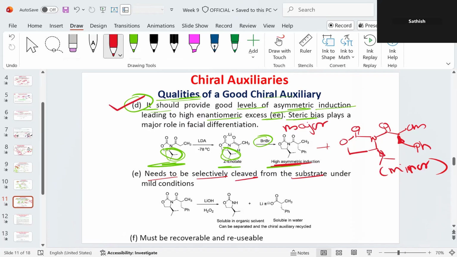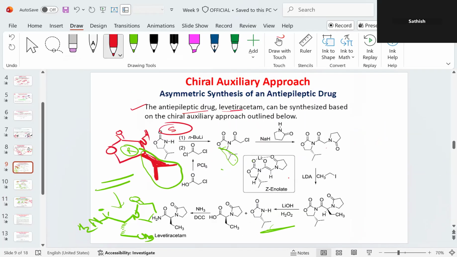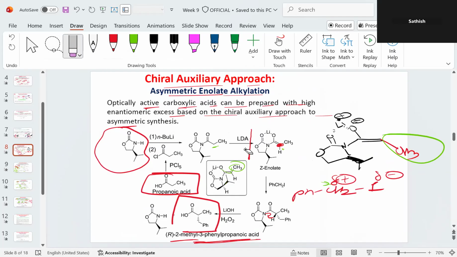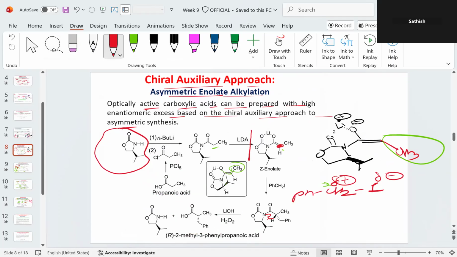So as we have seen in the earlier example, the first example that we have seen, it can be very easily detached from our substrate, sorry, our product. So in this case, we get this chiral substrate and we get the very selective formation of this product because of this chiral auxiliary. Now it's time to remove the chiral auxiliary from the substrate and we need to detach this from the substrate.